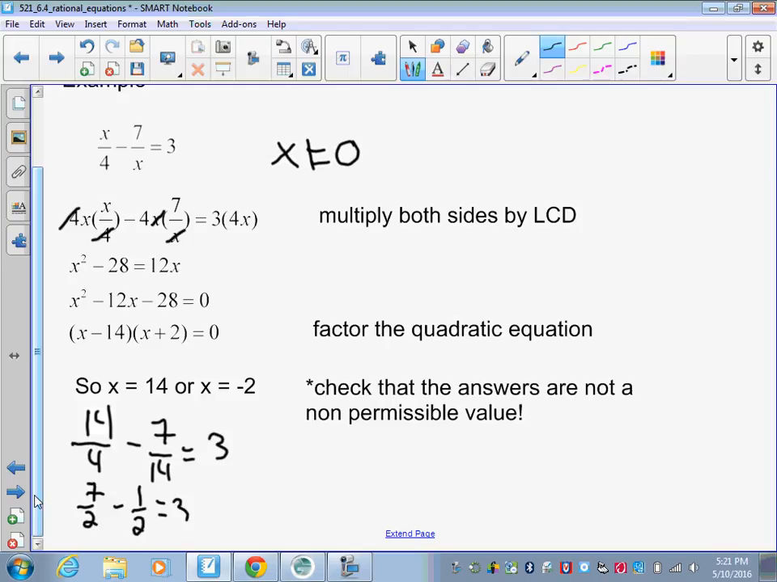7 take away 2 is 6 over 2, which is equal to 3. That checks. We should do the same thing for negative 2, negative 2/4. That works out to be the same, so let's check it over here.